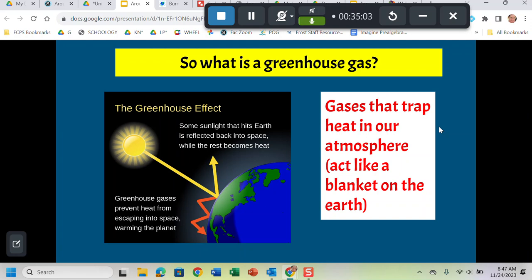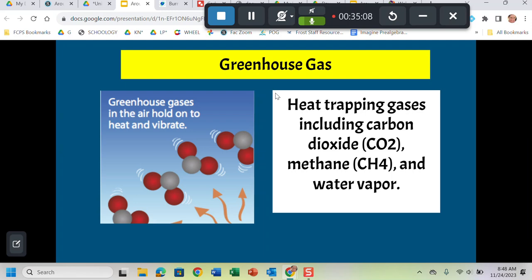Again, these are gases that trap heat in our atmosphere. They act like a blanket. Greenhouse gases in the air hold on to the heat, and they vibrate, which is what is keeping us warm. Heat trapping gases include carbon dioxide, so that's one of them. Methane is another, so that's CH4, one carbon and four hydrogens. And then water vapor, that's H2O. And so we care right now about our carbon because we're just talking about how carbon goes from one place to another.